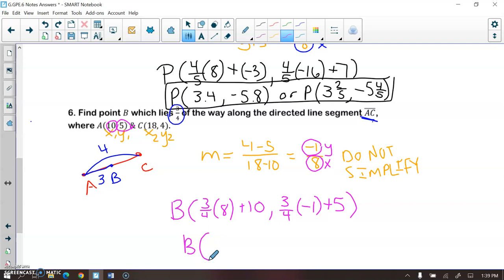So now just simplifying, 8 times 3/4 plus 10 gives me that the x value of point B is 16, and -1 times 3/4 plus 5 gives me that the y value of point B is 4.25. All right, that brings us to the end of level 3.